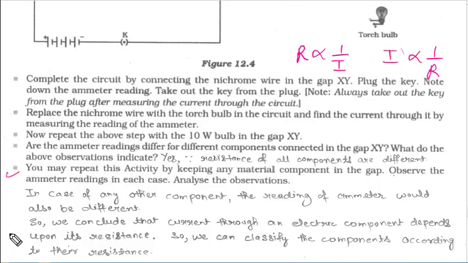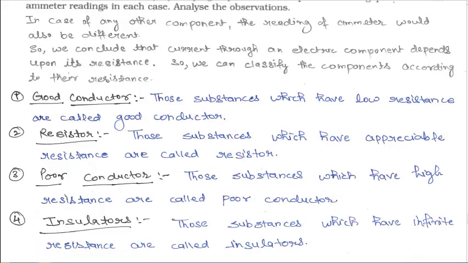So what do we conclude from this activity? We conclude that the current through an electric component depends on the resistance. Clear? It is inversely dependent on the resistance. Higher the resistance, lower will be the current, and lower the resistance, higher will be the current. So we can classify the components according to their resistance.